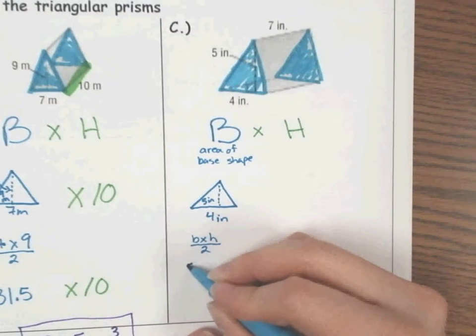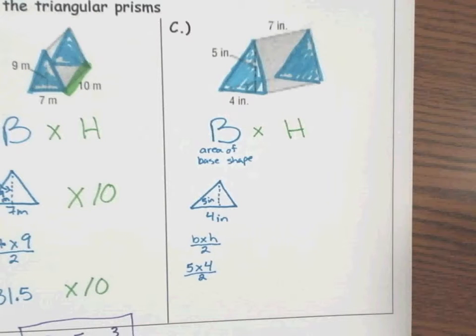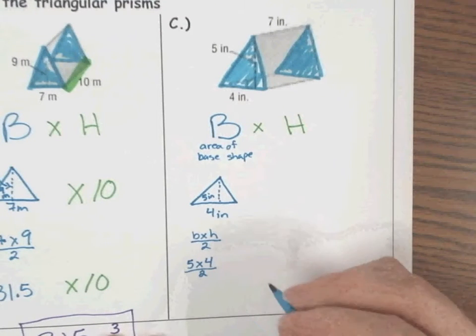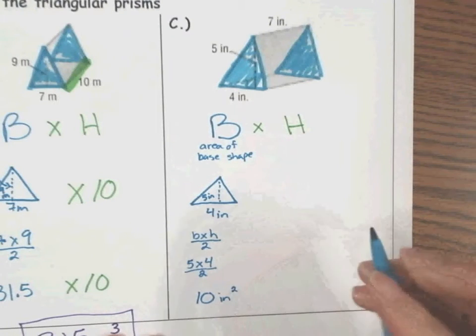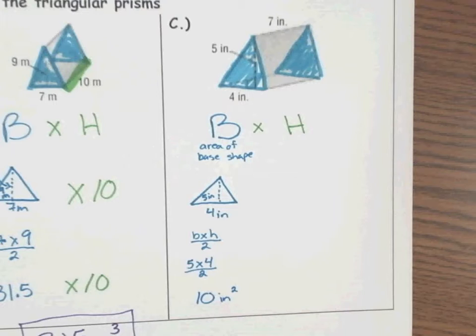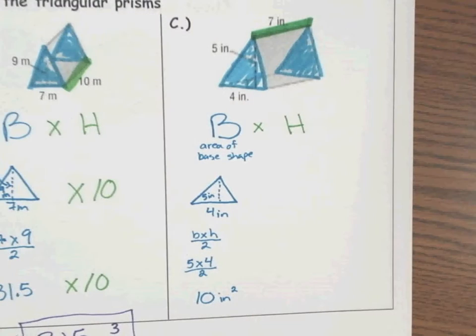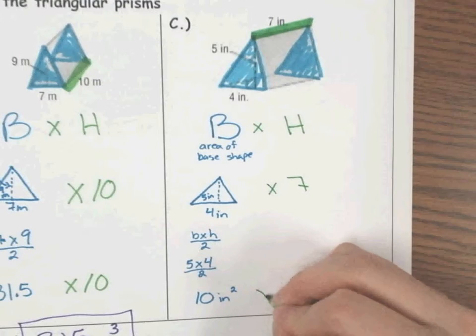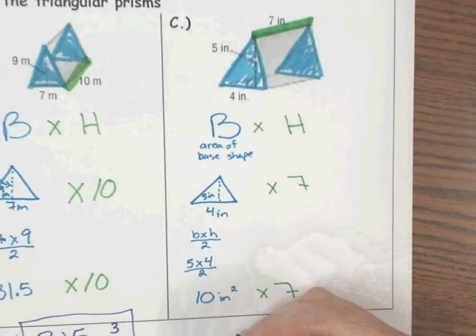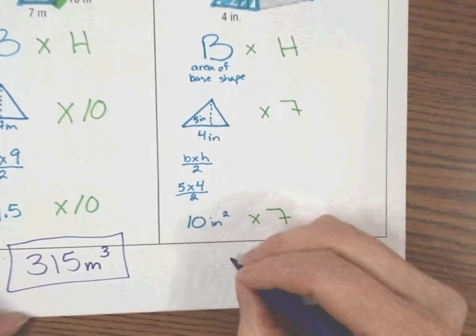Okay, so we're going to do 5 times 4 and then divide that by 2. What's 5 times 4? 20. And then half of 20 is 10. Okay, so that's 10 inches squared. Okay, now the height, remember the height is going to connect your two triangles together. So that happens to be this measurement right here. How much is that? 7 inches. So we're going to multiply by 7 inches. And what is that going to equal? 70. 70 inches cubed. Yep.